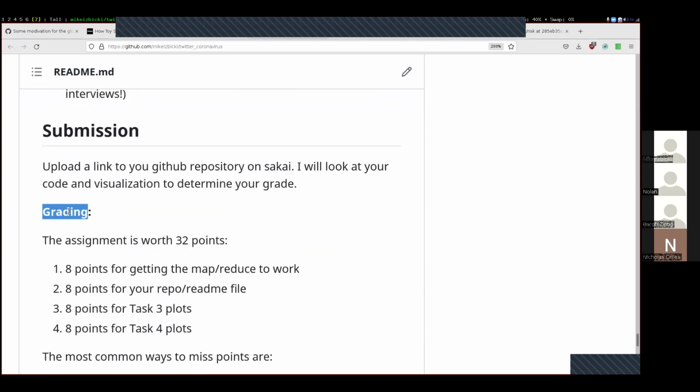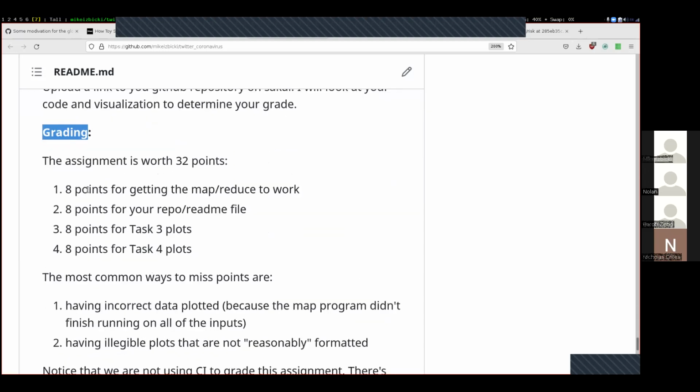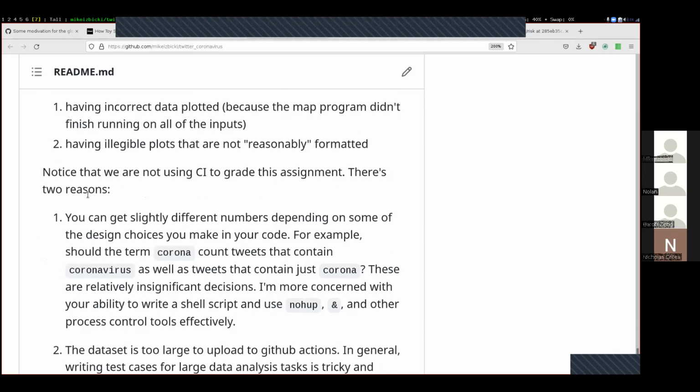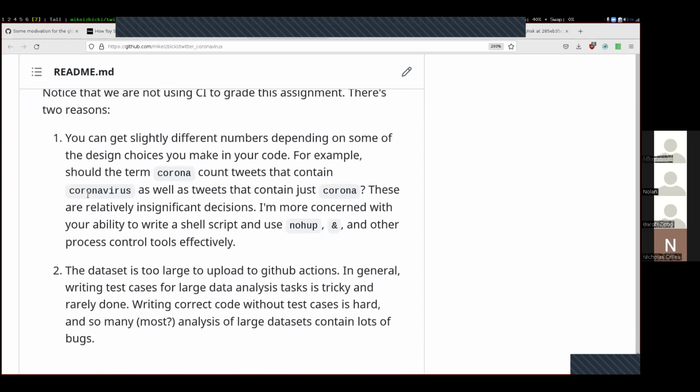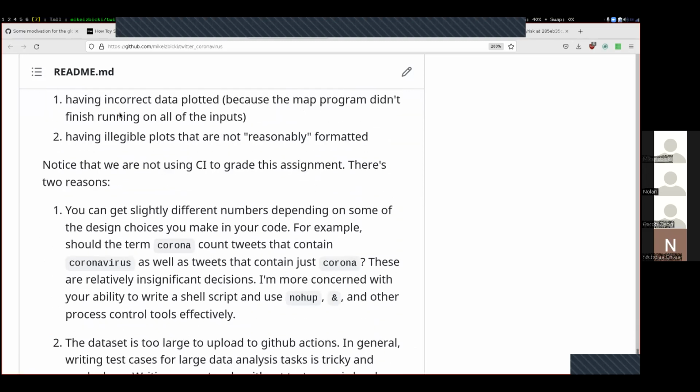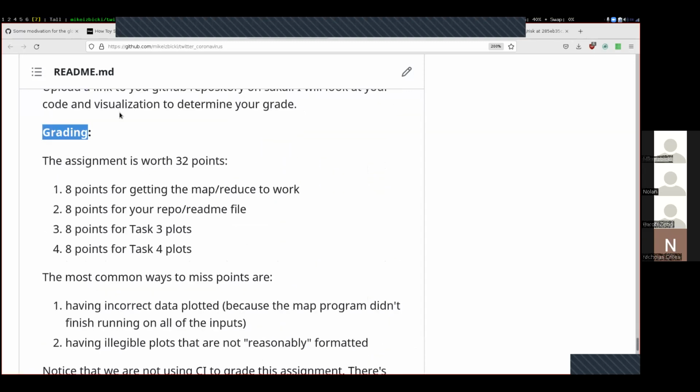Then, grading for this is 32 points. There are no concrete test cases for this assignment. There's a detailed reason down here if you want to read it, but the high level takeaway is that large scale data problems in general are hard to create test cases for, because you can't upload 4 TB of data to GitHub Actions in order to run test cases.